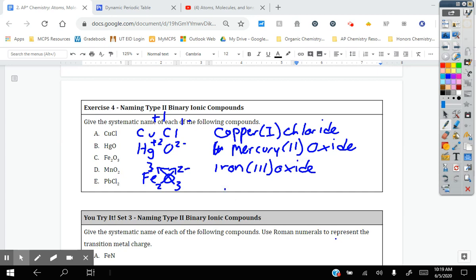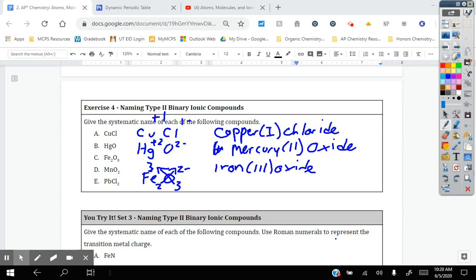Now, the way I know that works is because if I have 2 irons, each of them a +3, and I have 3 oxygens, each of them a -2, then in total I have a -6 charge contributed from my oxygens and a +6 charge contributed from my irons. +6 and -6 do balance out, and we end up being electrically neutral. Okay. So you might want to use that to help you work through some of your problems.